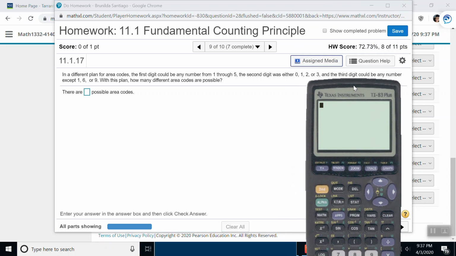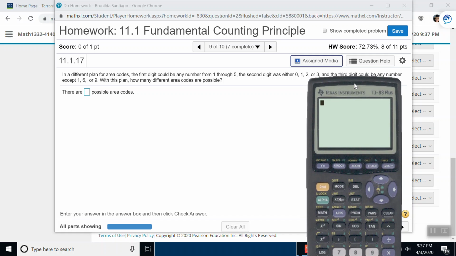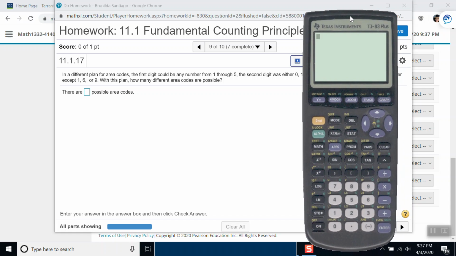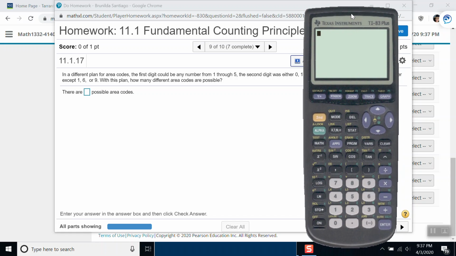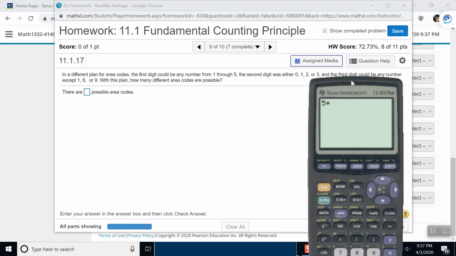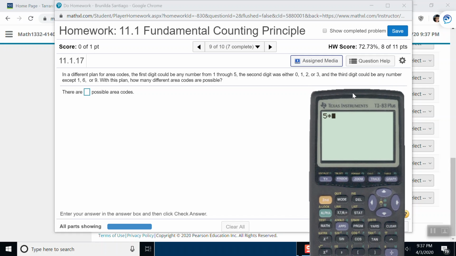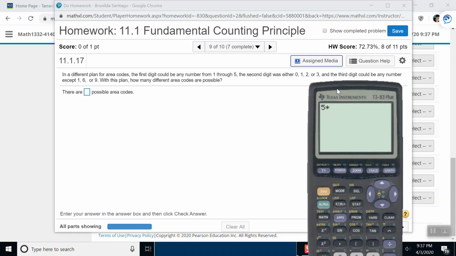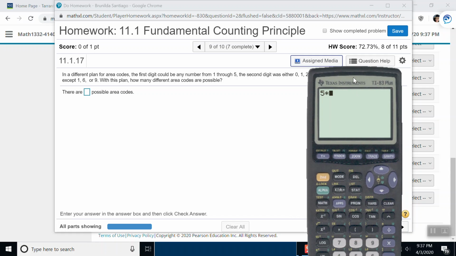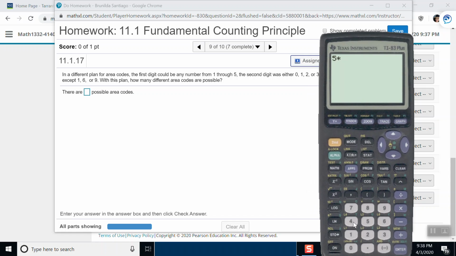So an area code consists of 3 numbers. The first digit could be any number from 1 to 5. It can be a 1, a 2, a 3, a 4, or a 5. So for the first digit, you have 5 choices. For the second digit, it says the second digit was either a 0, a 1, a 2, or a 3. So that gives you 4 choices for the second digit. So it's 5 times 4.